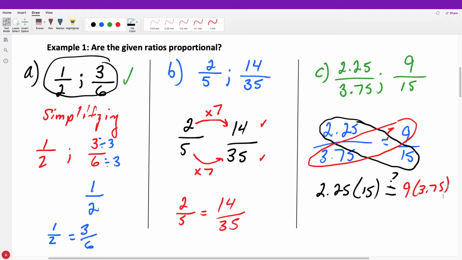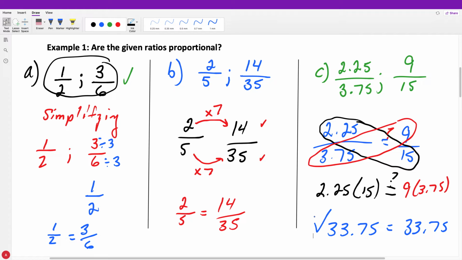All right, I'm not going to go through how to multiply. If you still need help with that, you can go ahead and reach out and we can go through that together. But 2.25 times 15 is 33.75. And 9 times 3.75 is also 33.75. So since they're equal, we can say, yes, they are proportional, these two ratios.